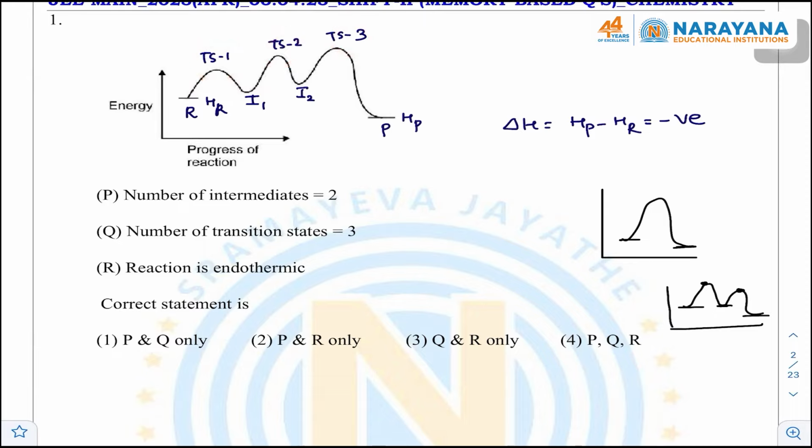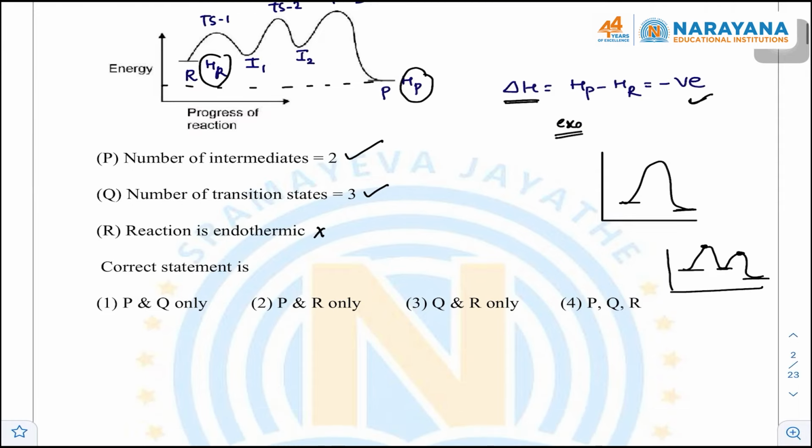Now we can see that the number of intermediates in this reaction is 2, correct. Number of transition states is 3, correct. And whether the reaction is endothermic or exothermic. The delta H of the reaction, we can write enthalpy of product minus enthalpy of reactant. Here we can see that the enthalpy of product is less than reactant. Therefore, delta H will be negative. If delta H is negative, this reaction is exothermic. This is wrong. So P and Q are correct.